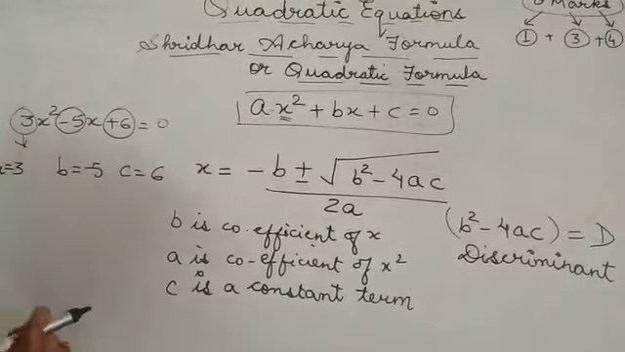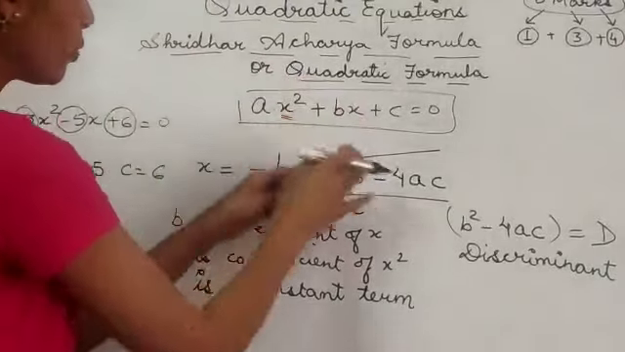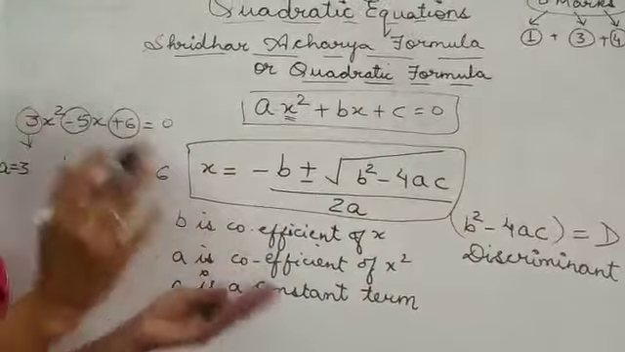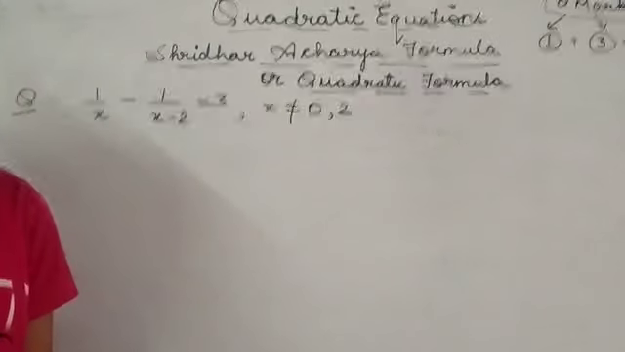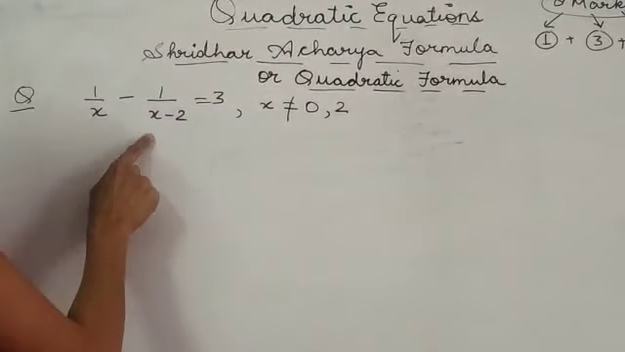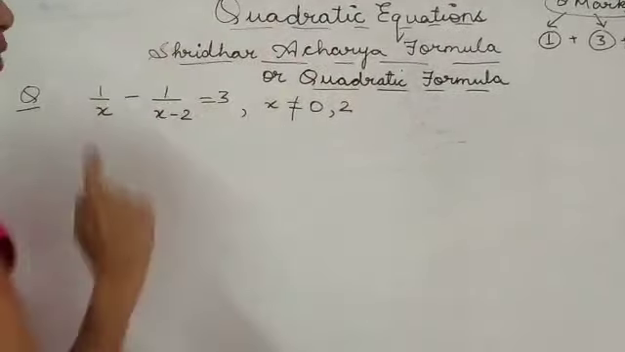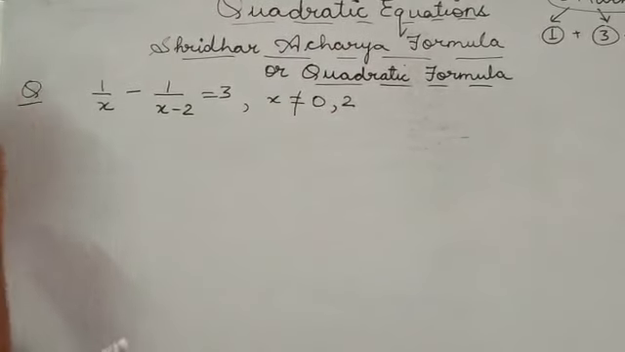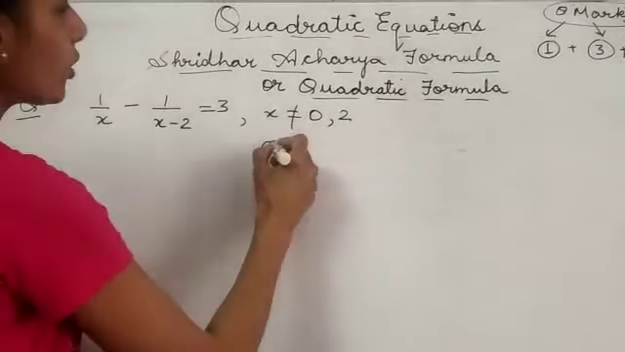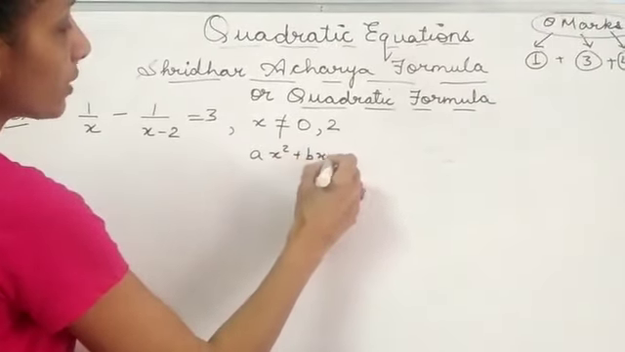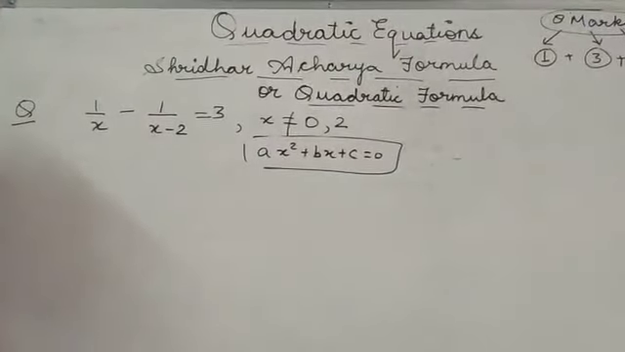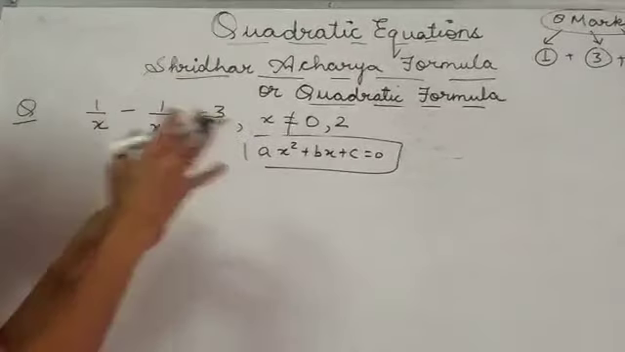Now what you have to do, you have to put all these values in your quadratic formula, and then you can get two values of x. Now let us find out values or roots of x by quadratic formula. The given question is not directly given in the standard form, which is ax square plus bx plus c equal to 0. So first of all, we need to change it into standard form.